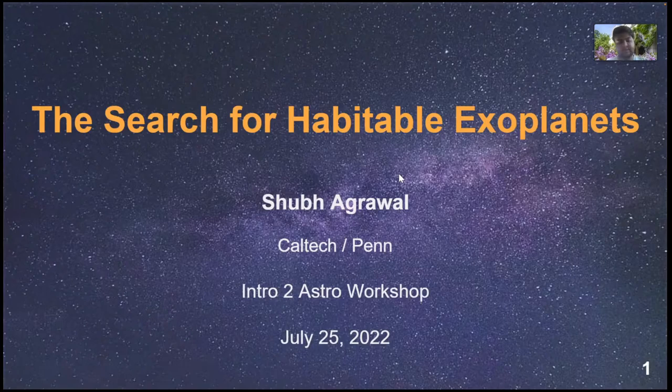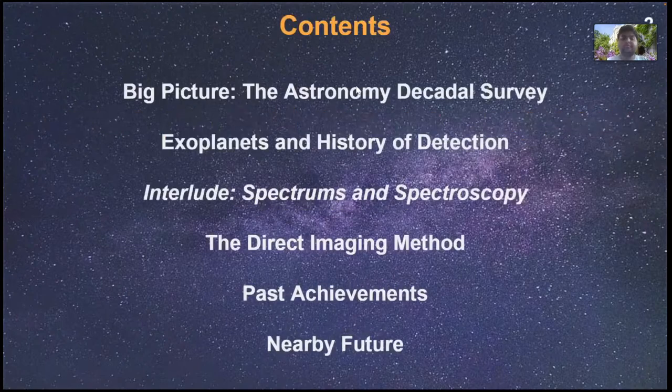Large telescopes like the Extremely Large Telescope program or JWST. So, a quick run through of my talk. I'm going to start with a big picture, a quick overview of the field. I want to do this by talking about the Astronomy Decadal Survey. We'll go into what exoplanets are and the history of detection, which I'm guessing has been covered in a lot of detail in the last 1.5 months, so we'll go through that quickly.